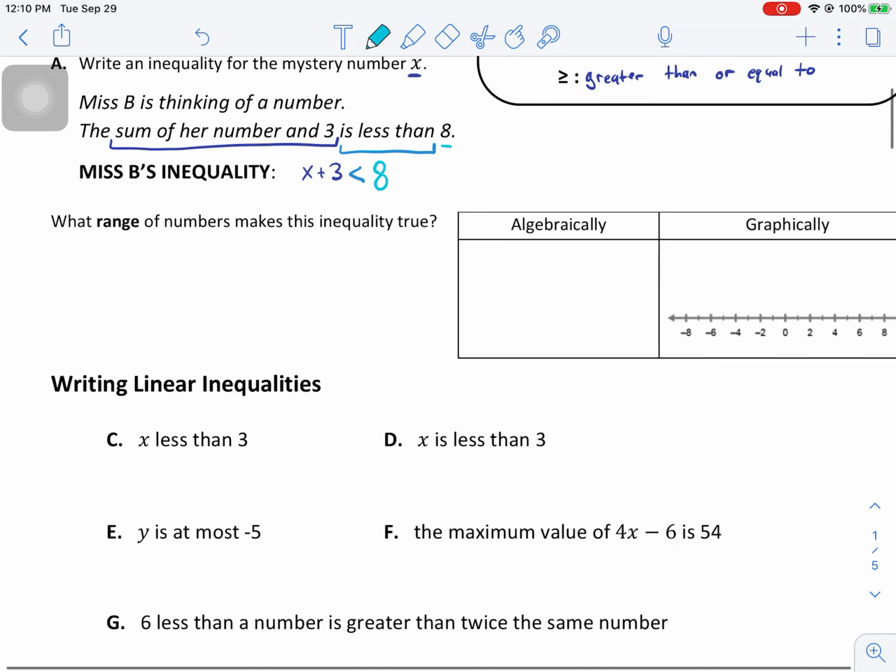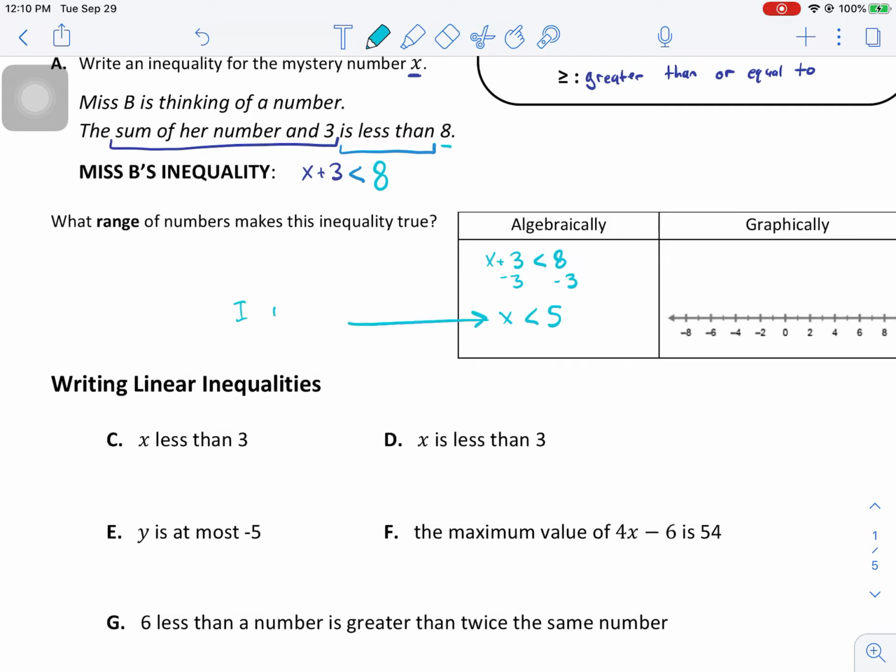What range of numbers makes this inequality true? Well, we can solve this algebraically. We would do x plus 3 is less than 8, subtract 3 from both sides, and then we can say x is less than 5. So we can treat them very similarly to an equal sign. What this says is that I want all numbers less than 5.